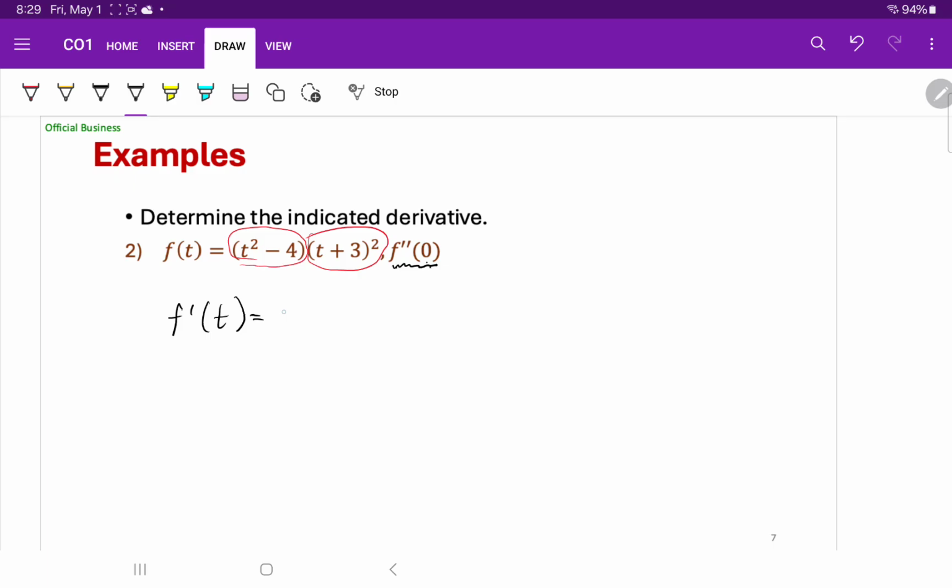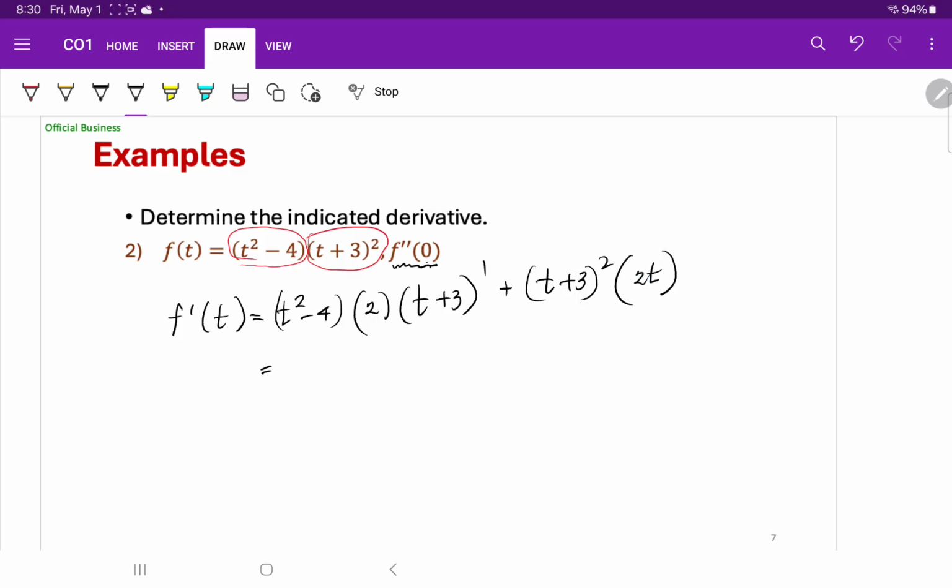So what we do is we copy the first, that's t squared minus 4. And then we multiply that by the derivative of the second. So that's 2 times t plus 3 to the 2 minus 1. We use the chain rule. Then plus, copy the second term, that's t plus 3 squared times the derivative of t squared, which is 2t. Okay, then we simplify.